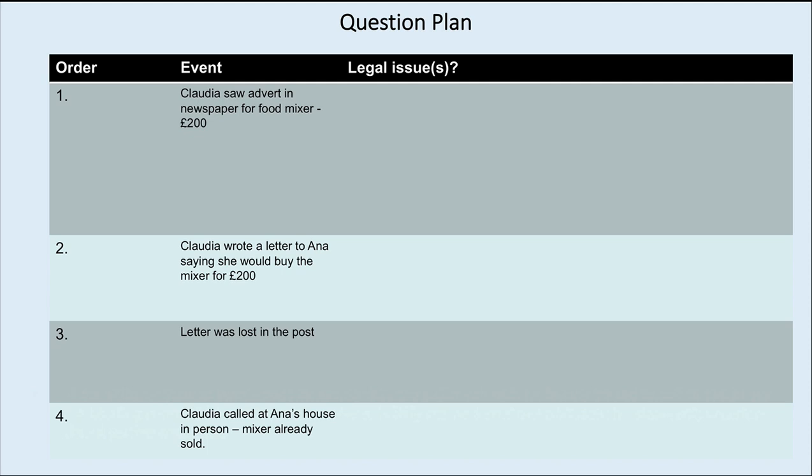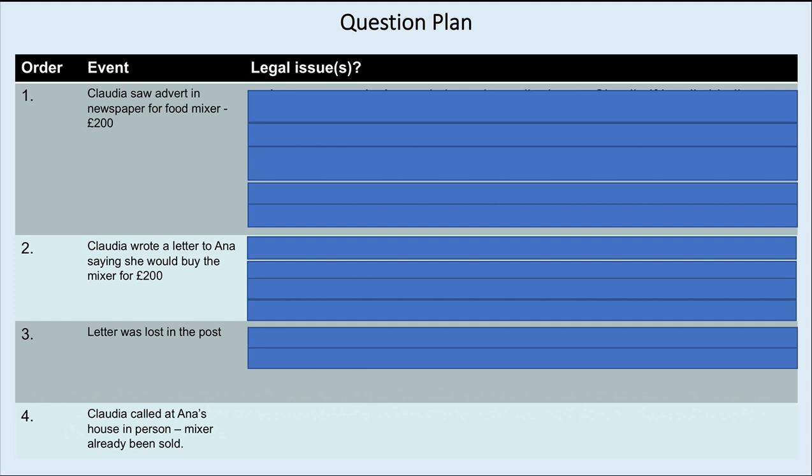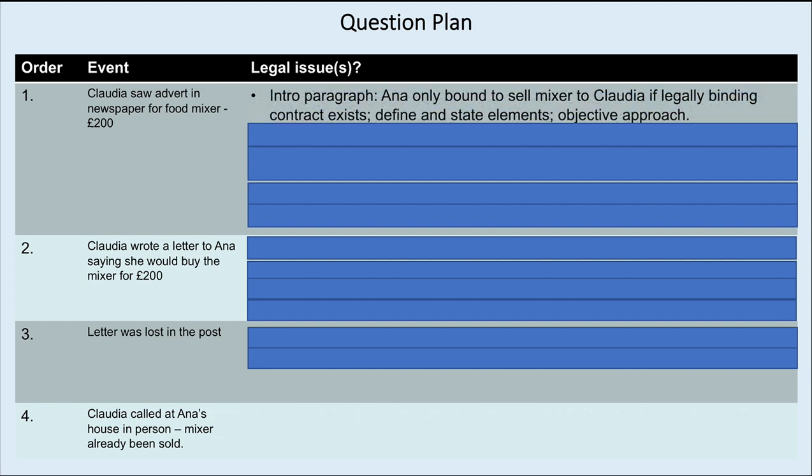And you can see here that I've arranged the events in chronological order and left myself a space to identify the legal issues that arise at each stage. In other words, what is the contractual significance of each of those events? Now, taking the first event, this is where Claudia sees the advert placed by Anna in the newspaper for a food mixer, quoting a price of £200.